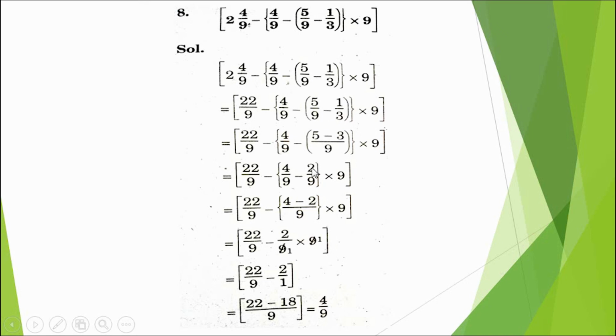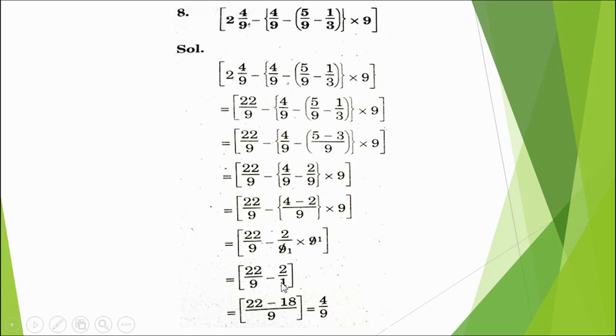We take the LCM of 9 and 3, LCM will be 9. 9 1s are 9, 5 comes as it is. 3 3s are 9, 3 1s are 3. When we minus 3 from 5, answer will be 2 over 9. Now we solve the curly brackets. These values come as they are, 22 over 9. When we take the LCM of 9 and 9, answer will be 9. 4 minus 2. When we minus 2 from 4, answer will be 2 over 9.